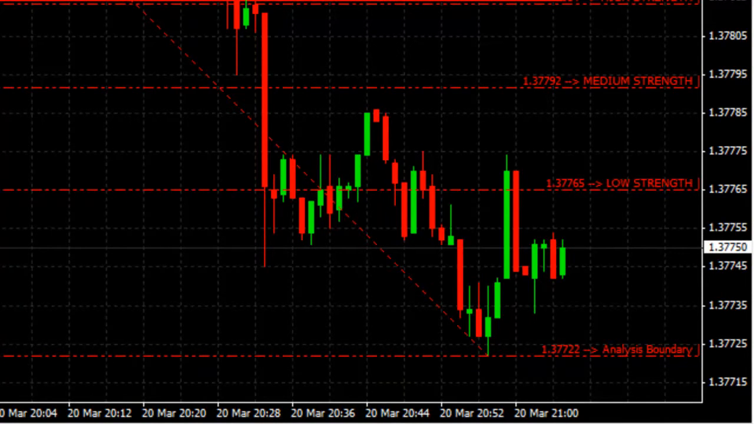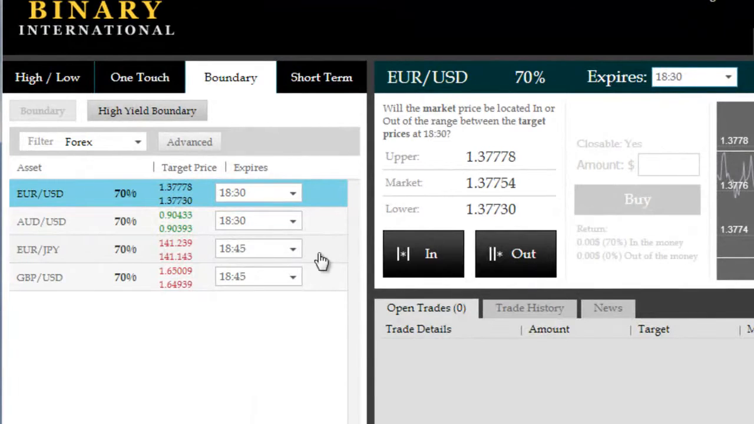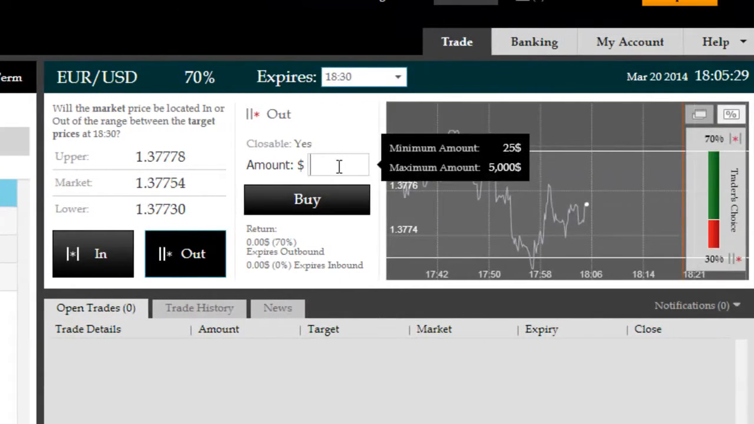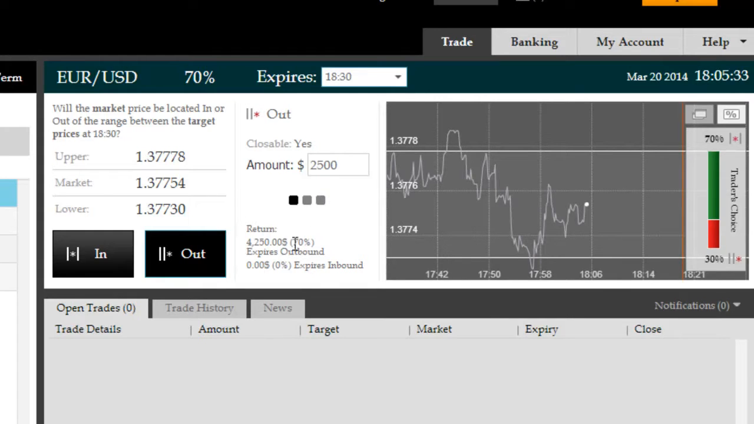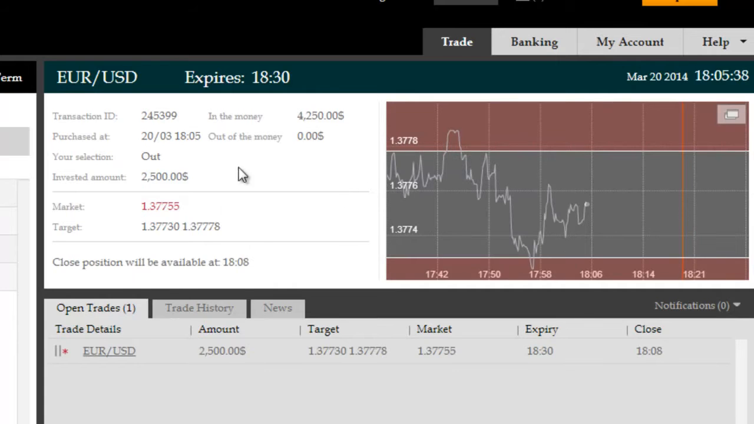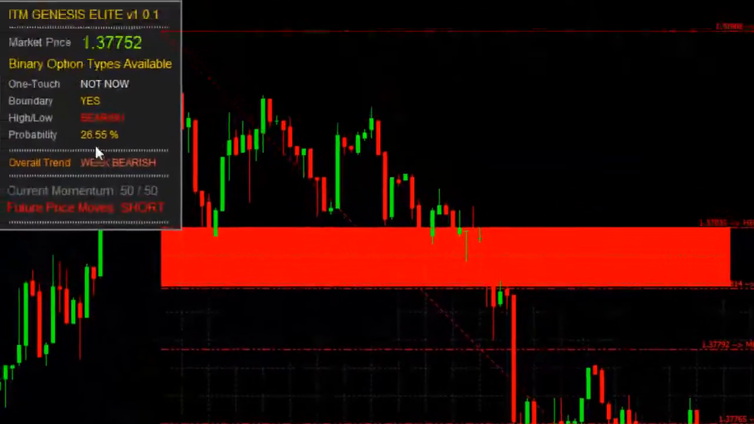Perfect trade setup here. So we're going to go for an outside boundary option here on the Euro US dollar for $2,500 worth of an investment, and we're going to essentially wait for roughly 25 minutes on this trade. The trade has to expire outside, as in outside the boundary that it's defined in.